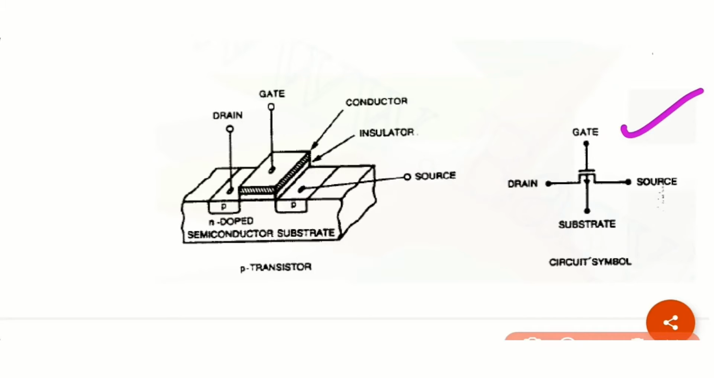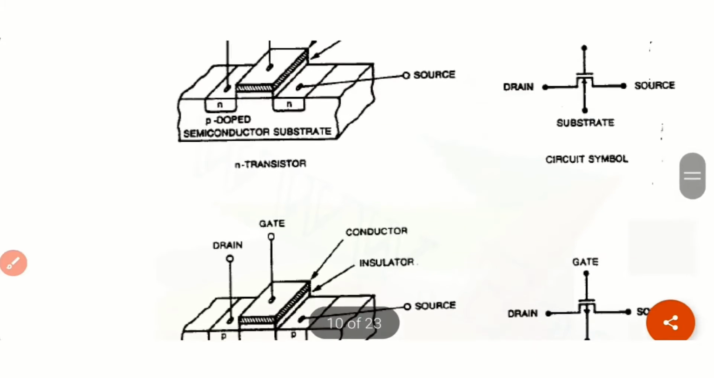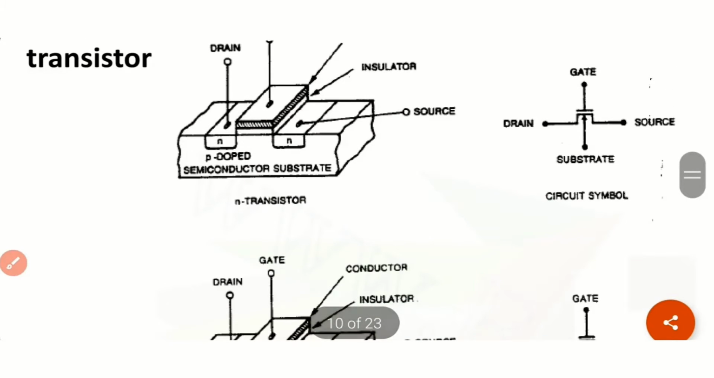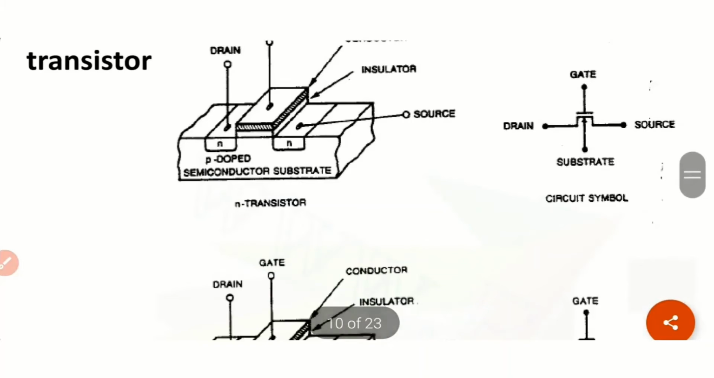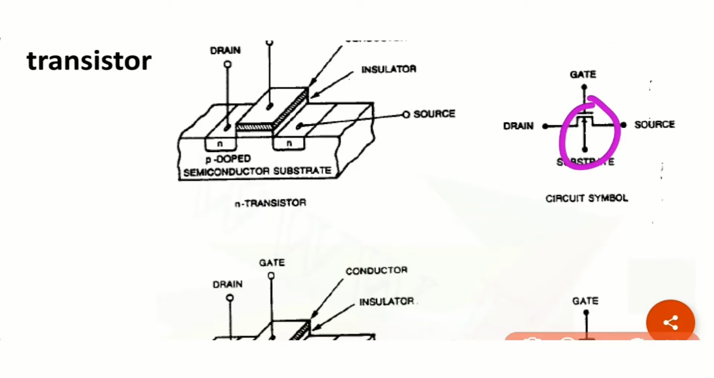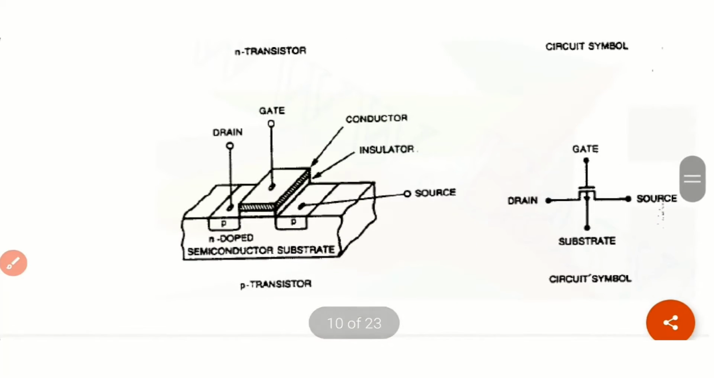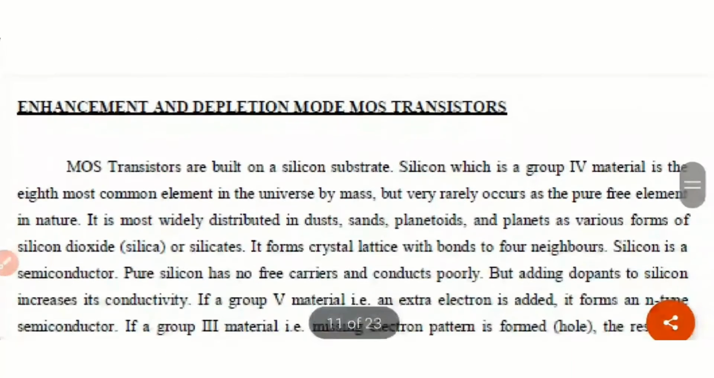On the right hand side we are having the circuit diagram, the circuit symbol of this PMOS. If you observe, the difference will be the way the arrow is. In the NMOS, the arrow goes in. Here, the arrow goes inside the gate, and if we move to this PMOS, the arrow is coming out of the gate. So that is the difference between the symbols of both N and P transistor.